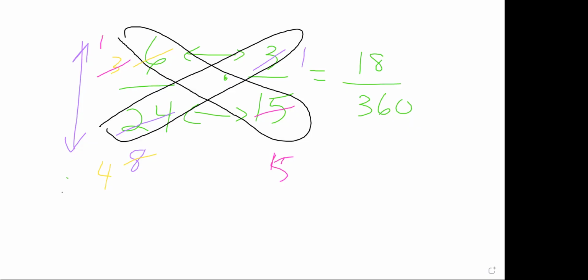So 1 times 1 on top is 1. 4 times 5 at the bottom is 20. So this whole thing, 6 over 24 times 3 over 15 gives me 1 over 20.